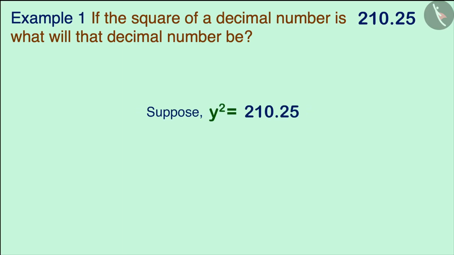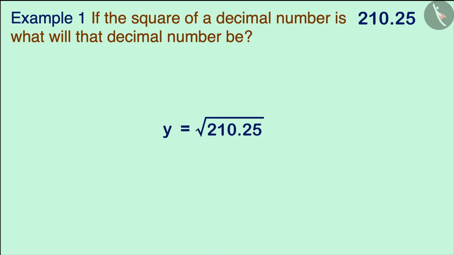Suppose the square of the number y is equal to 210.25. That is, we have to find the square root of the number 210.25 to find the value of y. We will find it by the division method. For this, first we draw lines like this around the given number, and then we will put a bar over the number. There are two parts here. One part has a whole number and the other has a decimal number.